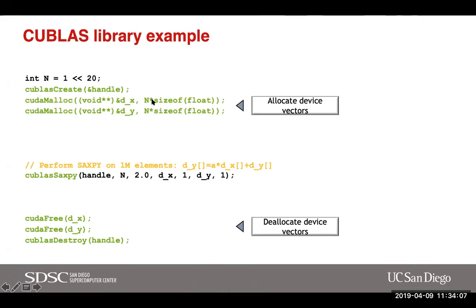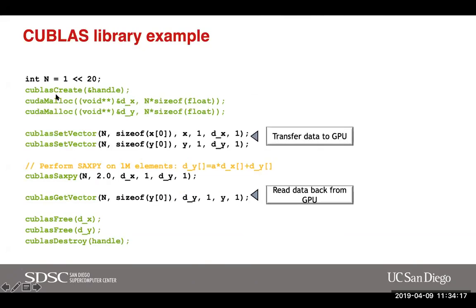I allocate the device vectors. So these are these memory arrays here, dx and dy, on the GPU. So that's the cudaMalloc function. And then I use the cublasSetVector function to copy the vector x and the vector y to the corresponding array that's sitting on the GPU. So I transfer the data to the GPU, and at the end I read it back from the GPU.